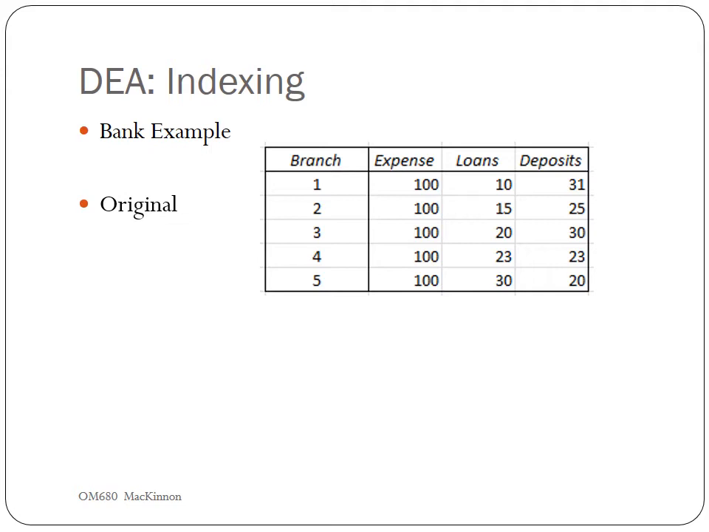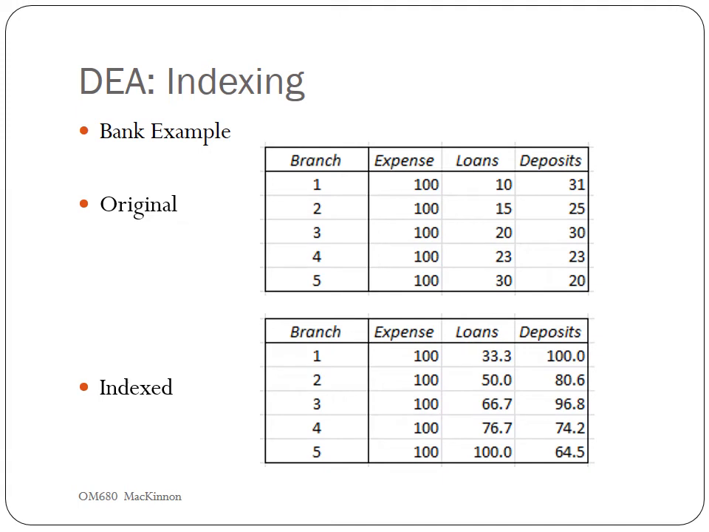But in terms of loans and deposits, you can see that for loans, branch 5 has the highest value. And for deposits, branch 1 has the highest value. So when we do it in index form, branch 5 has a 100 in the loans area, and branch 1 has a 100 in the deposits area, and everything else is simply a percentage of those highest values. This does not change our analysis at all.